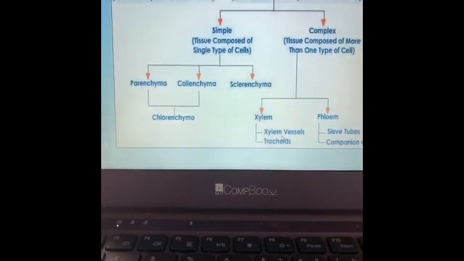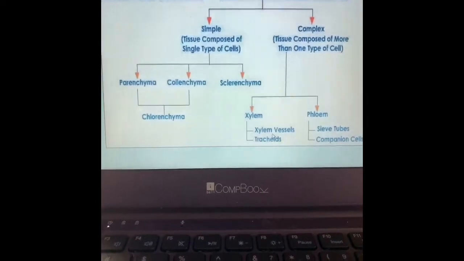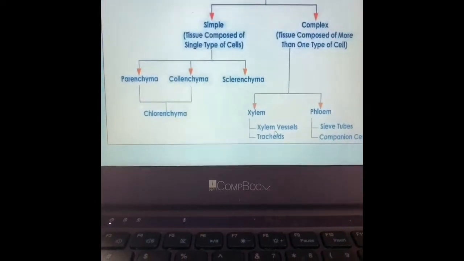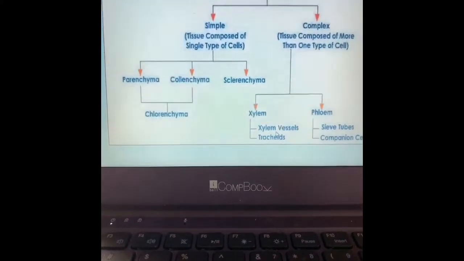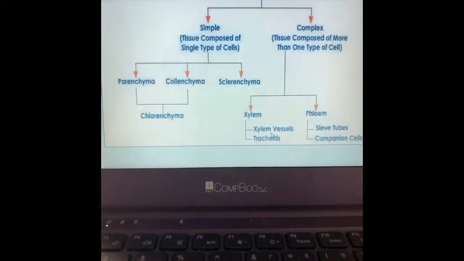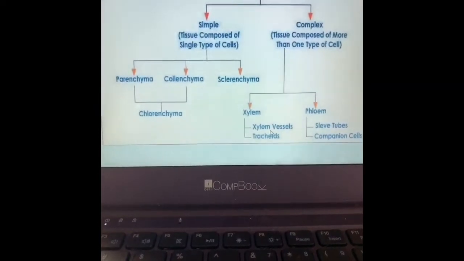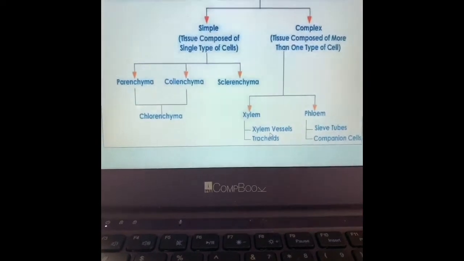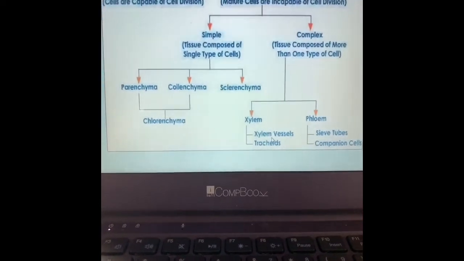Simple tissue is composed of a single type of cell, whereas complex tissue is composed of more than one type of cell. Simple tissue can be further divided into parenchyma, collenchyma and sclerenchyma, in which parenchyma and collenchyma are also called chlorenchyma. In case of complex tissue, we have xylem and phloem.